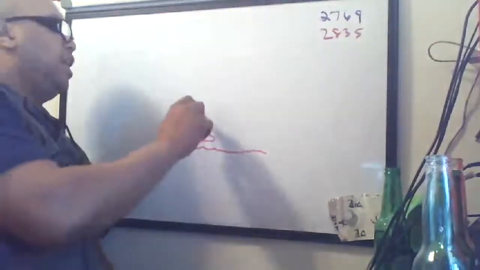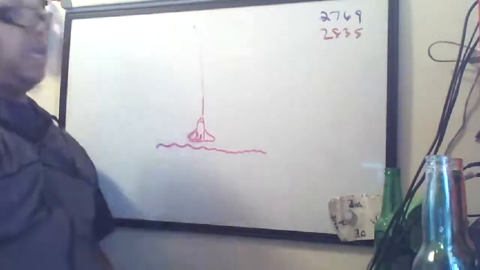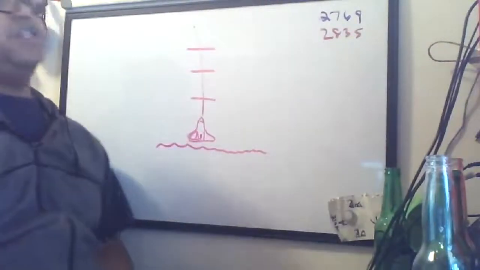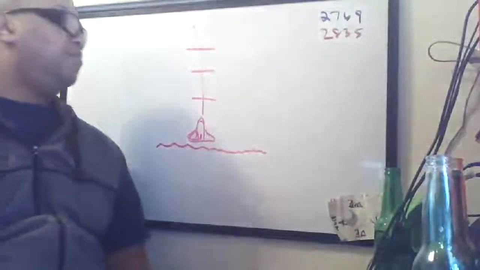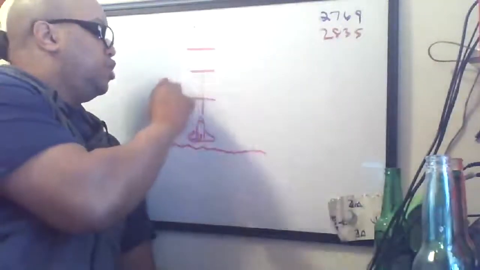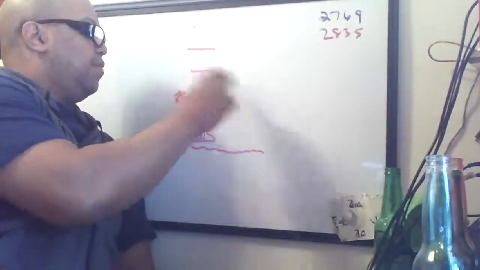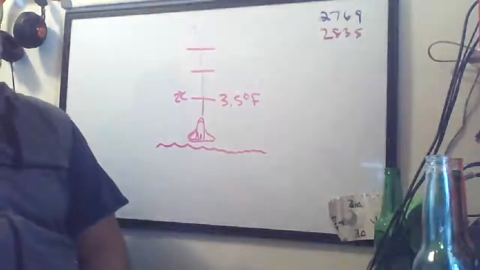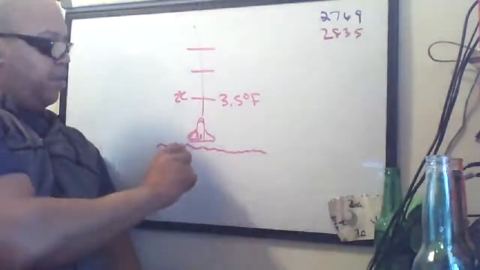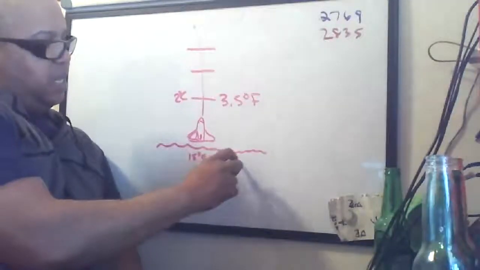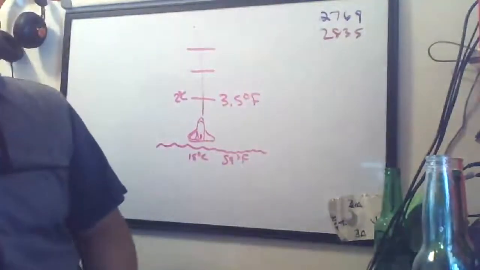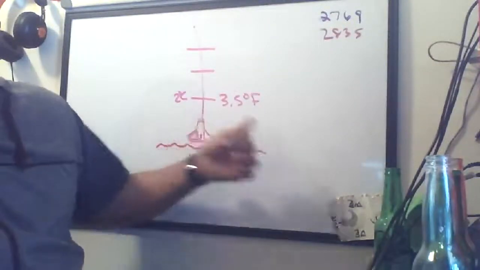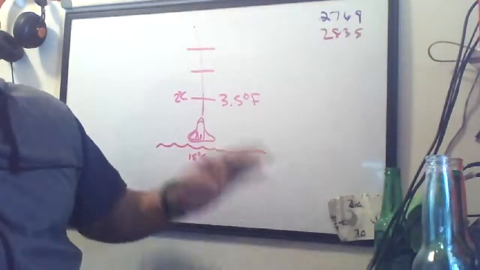As this space shuttle takes off into the air, every 1,000 feet, we should lose 2 degrees Celsius, or 3.5 degrees Fahrenheit. So the standard value is 15 degrees Celsius or 59 degrees Fahrenheit at sea level. Every 1,000 feet that this space shuttle climbs, we should lose 2 degrees Celsius or 3.5 degrees Fahrenheit. This is called the standard lapse rate.